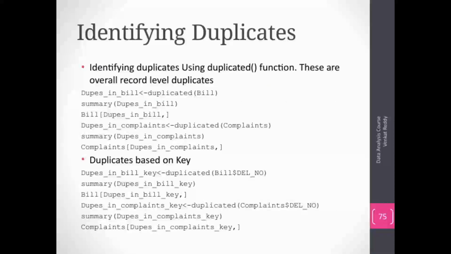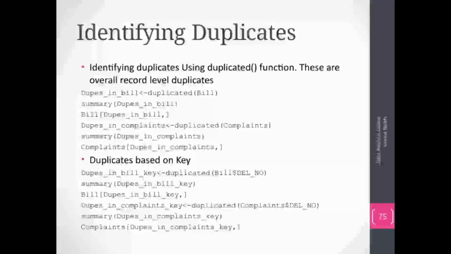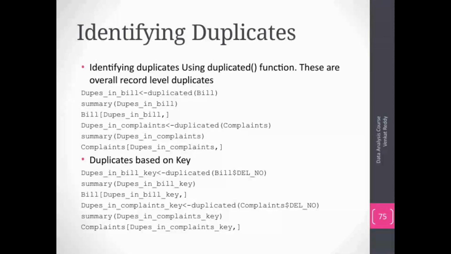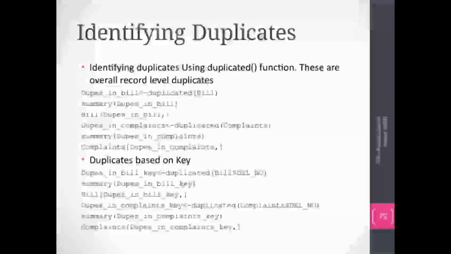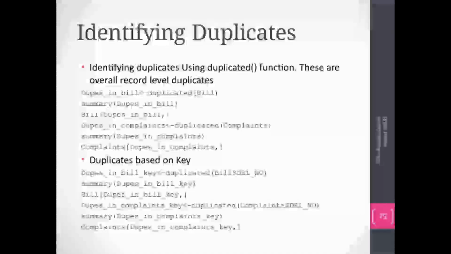Now, while record-level duplicates are useful, sometimes we need to identify duplicates based on specific key columns, like the delivery number. So, we check for duplicates in the bill dataset based on the del_no column with dups_on_bill_key <- duplicated(bill$del_no). Again, we can summarize and review these key-based duplicates. The same approach applies to the complaints dataset, where we look for duplicates based on complaints$DEL_no.